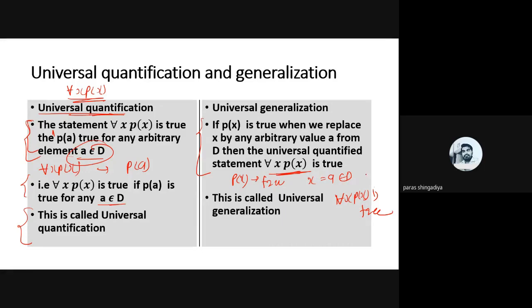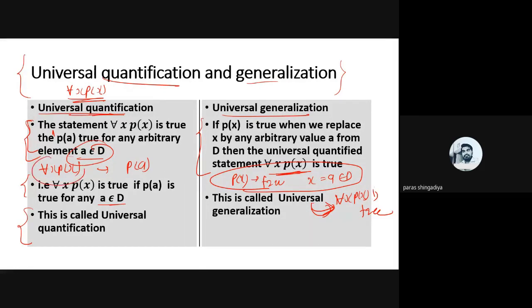P(x) is given, that is a true form, and now we replace x by any A belongs to D from the domain, and based on these conditions we'll say that every x P(x) is true. Okay, that is called the universal generalization result. Clear? That is a quantification and that is a generalization. That is the only definition given in our syllabus. So what is the meaning of universal quantification and what is the meaning of generalization?